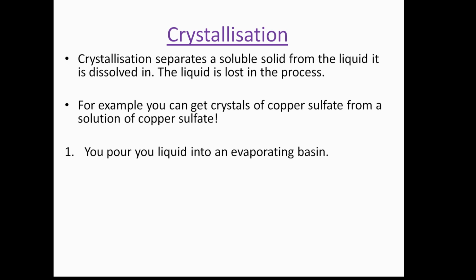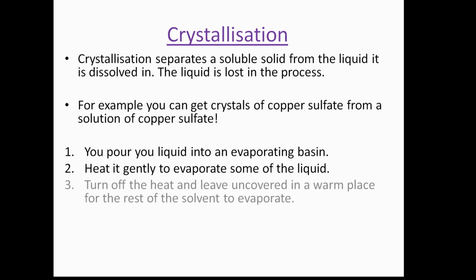It's like a porcelain basin, a little dish. It looks like a small breakfast bowl, cereal bowl. So you pour your liquid into there. Then you can heat it gently over a Bunsen burner to evaporate off some of the liquid. Then you can turn off the heat and leave it uncovered in a warm place for the rest of the solvent to evaporate. So have a little think about why we have to leave it uncovered. And you might have worked out that we leave it uncovered so the liquid can evaporate off. Otherwise, if we put a lid on it, it'd get trapped in there and it would never evaporate.